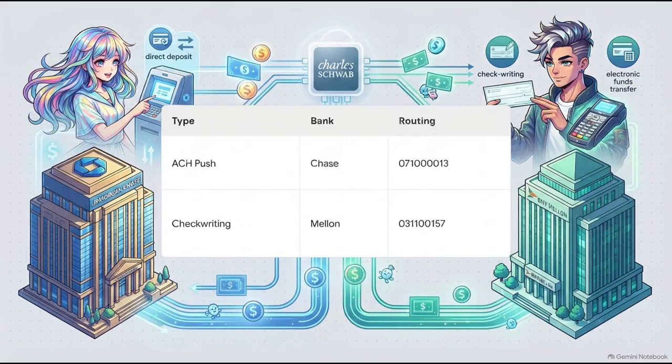To actually make these brokerage features work, Schwab uses specific clearing agents. For example, if you're setting up direct deposits or pushing ACH transfers to your brokerage, it actually routes through JPMorgan Chase using routing number 071000013. But if you are utilizing brokerage check writing or electronic funds transfers, the clearing agent is BNY Mellon using a totally different routing number, 031100157. That is two completely different banks handling the back end of your single Schwab account.